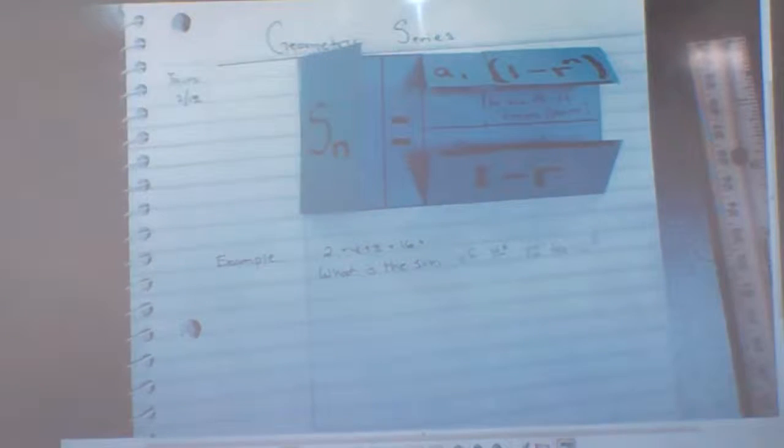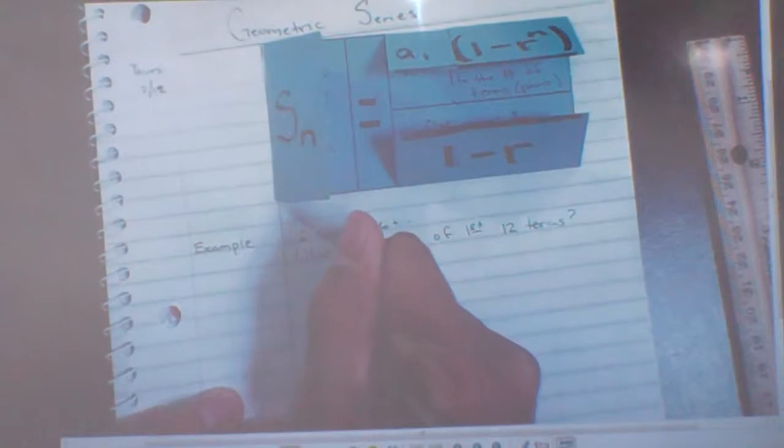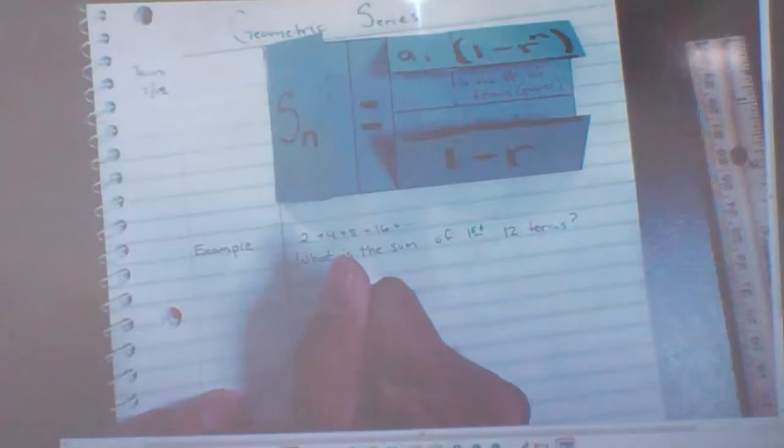Okay. So I'm not finding the 12th term. We have to add up the first 12 terms. So a lot of math, a lot of big numbers are going to result from this. Now we have to identify a couple of things first. We have to identify our first term, our common ratio, and n.